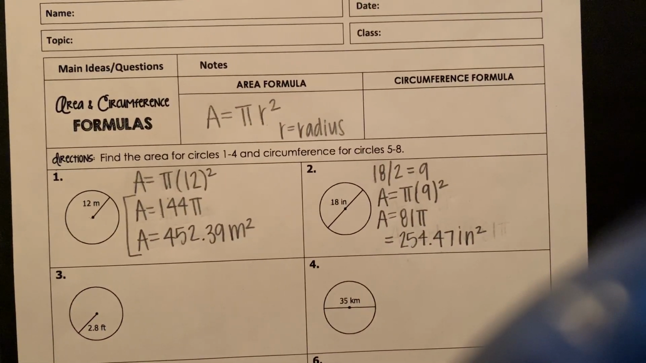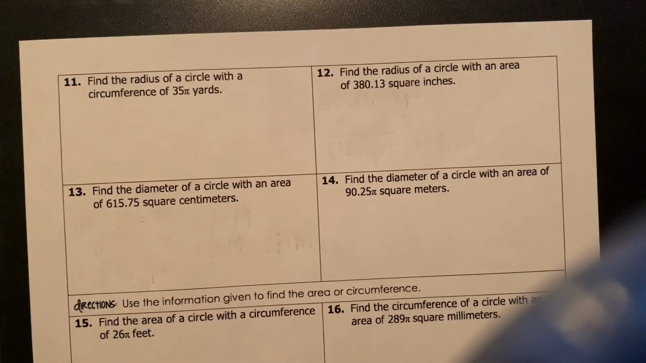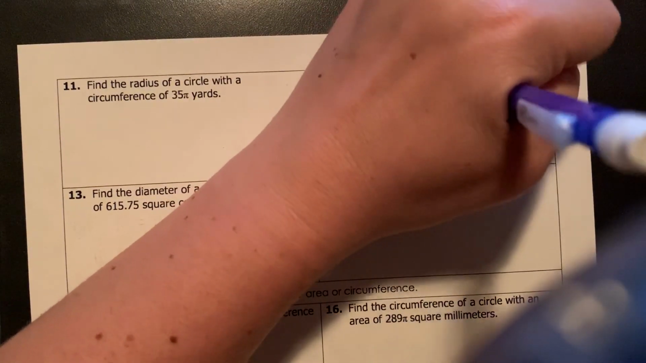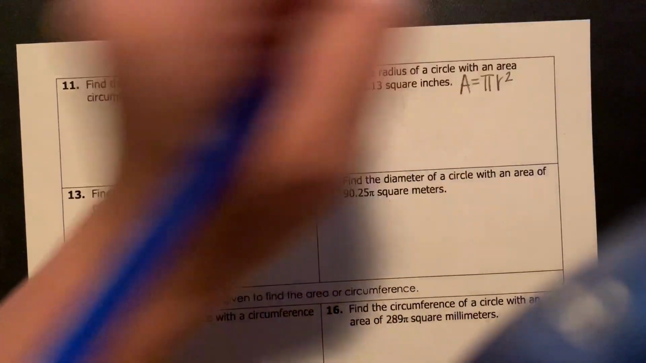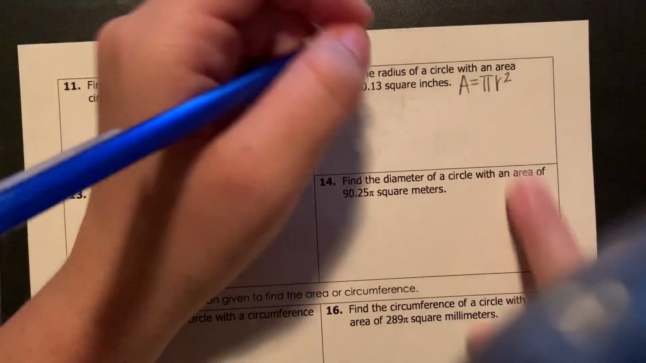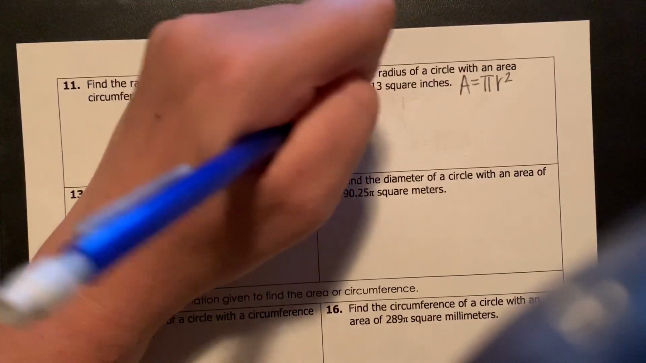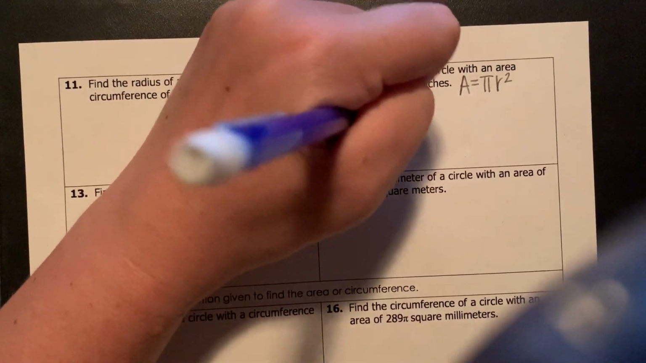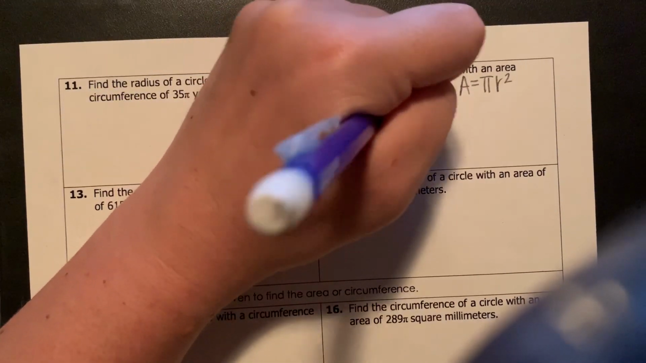Alright, so then we might see some examples like number 12, where it asks us to find the radius of a circle with an area of 380.13 square inches. So I'm still going to take my area formula. And now instead of plugging in r, I'm going to plug in for A. So I'm given the area, and now I'm solving for r.